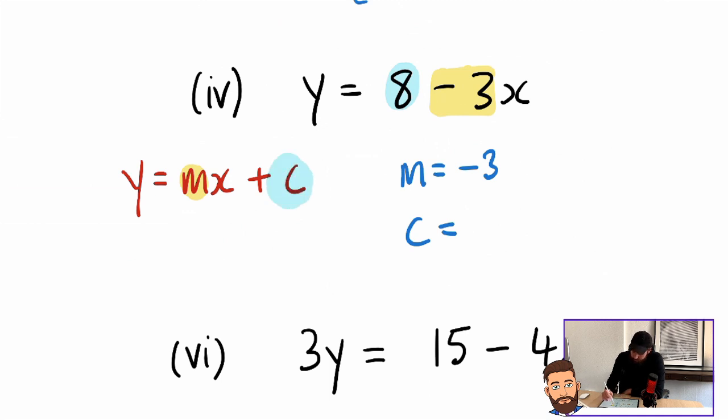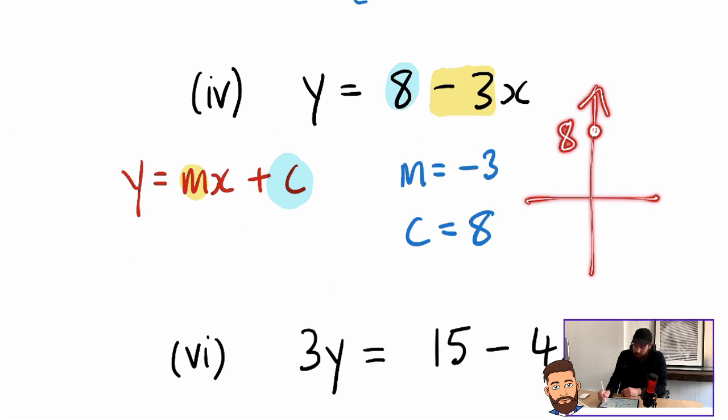So, c is 8. What does that mean? What does it mean that the c is 8? Well, what is c? C is the notation for the y-intercept, so that means this equation crosses the y-axis down here, up here at positive 8. Crosses at 8. And then the gradient would mean across 1, down 3. So it would look something like that.